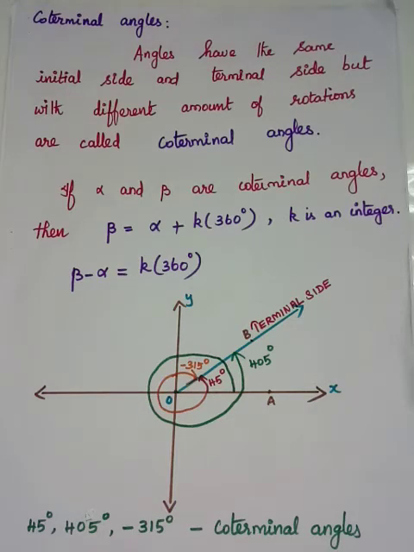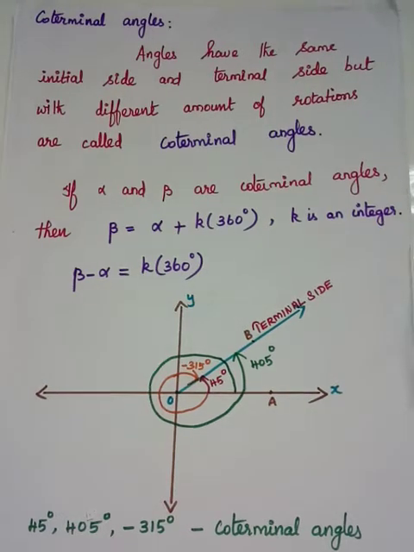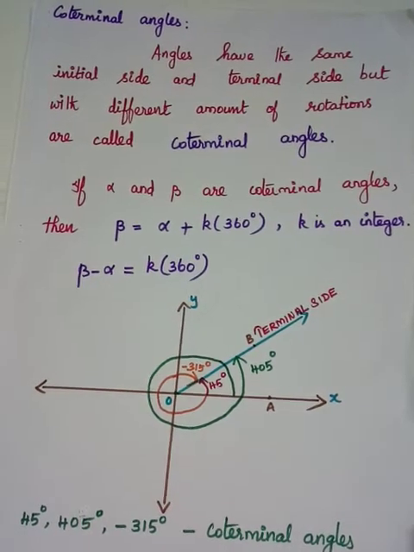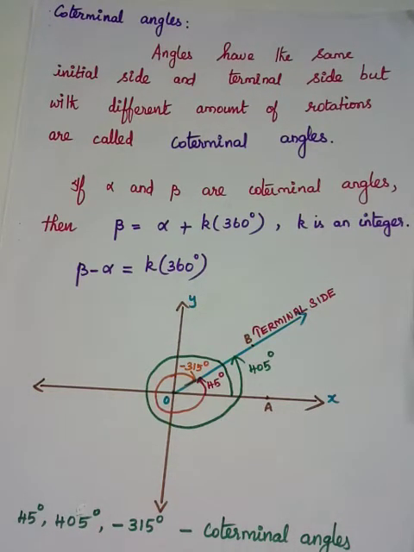Good morning, students. Today we are going to see coterminal angles. Angles that have the same initial side and terminal side, but with different amounts of rotation, are called coterminal angles. They will have the same initial side and the same terminal side, but the amount of rotation is different, which means those angles are called coterminal angles.